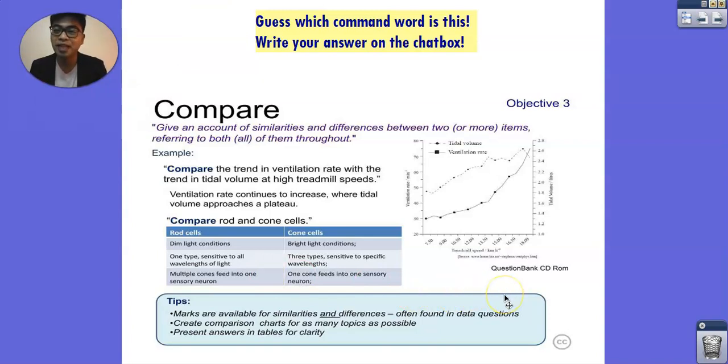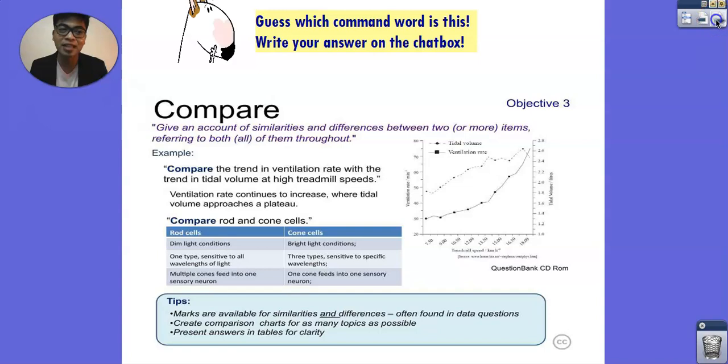You also need to take note of how many marks are given here. For example, if the question is worth 5 marks, you need to give 5 points for the similarities and differences. If you only give 2 similarities and differences, definitely in Cambridge they will only give you 2 marks for that. So take note of the worth of the question, and you need to give the same amount of similarities and differences for you to compare.